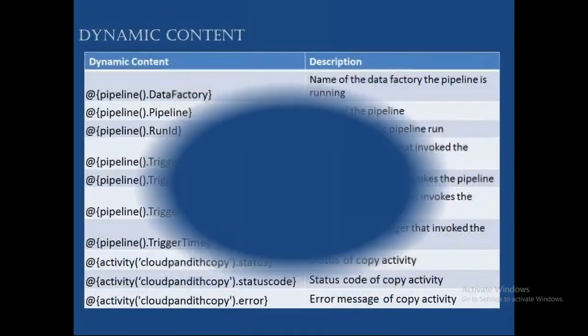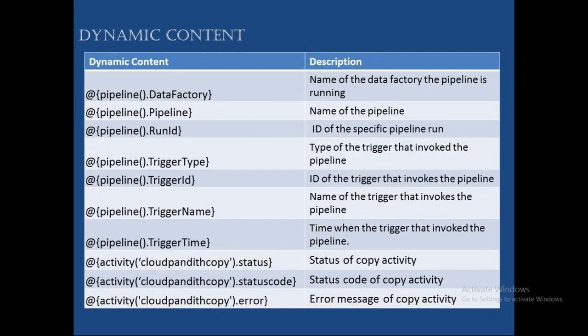Now we'll see dynamic content. So this is the dynamic content I'm going to use. See here, @pipeline().DataFactory gives the data factory name from which you are running the pipeline. @pipeline().Pipeline gives you the pipeline name. Remember, @pipeline().RunId means whenever you run a pipeline, a unique ID will be given. Trigger type.